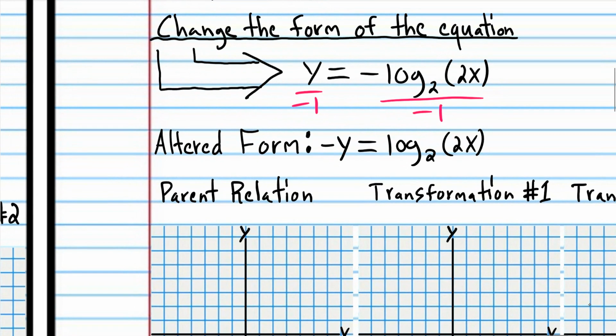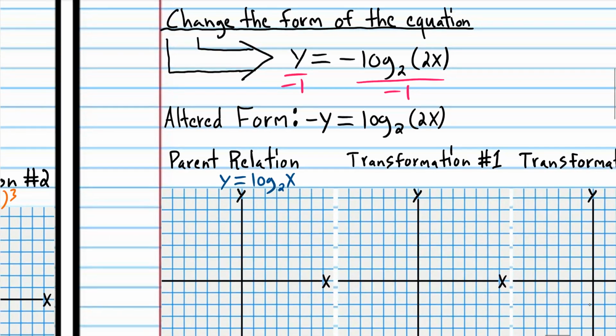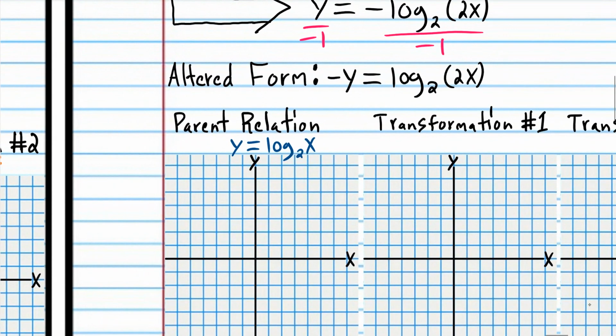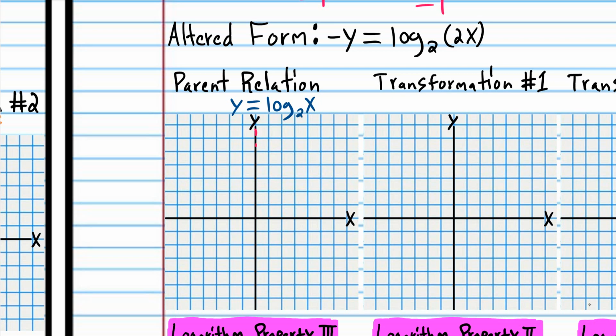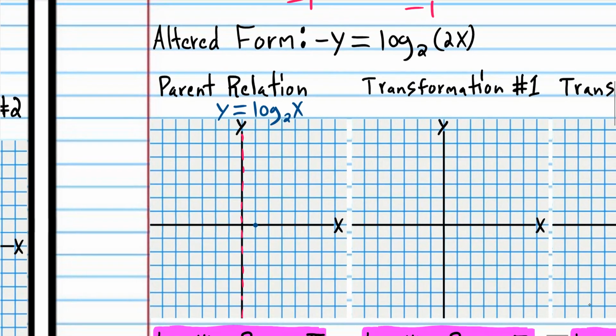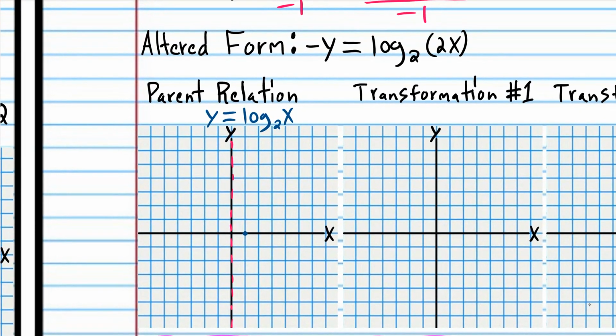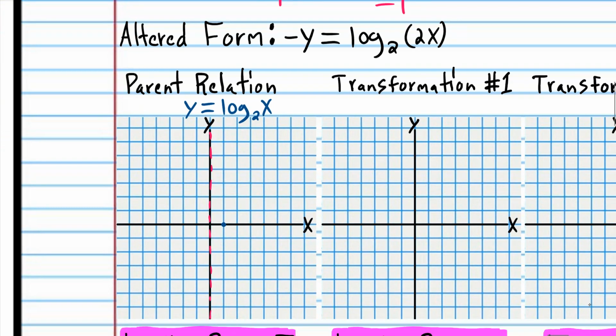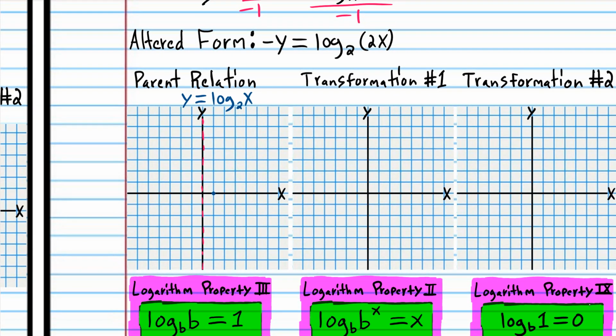So we have obviously a log base 2 parent relation, and with logarithmic graphs you have a vertical asymptote. (1, 0) is always a point that works regardless of the base. Then if you use the logarithm properties, plug in 2 for x because 2 is the base. When those numbers are the same, you get 1. So out 2, up 1. Plug in 4, that's a power of 2. And because 4 is 2 to the second power, you get 2.